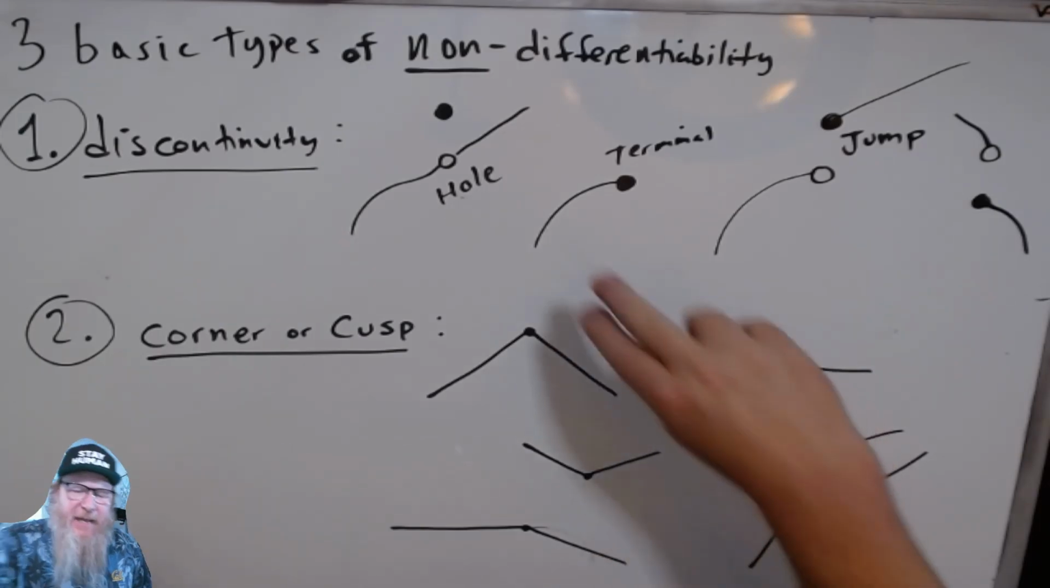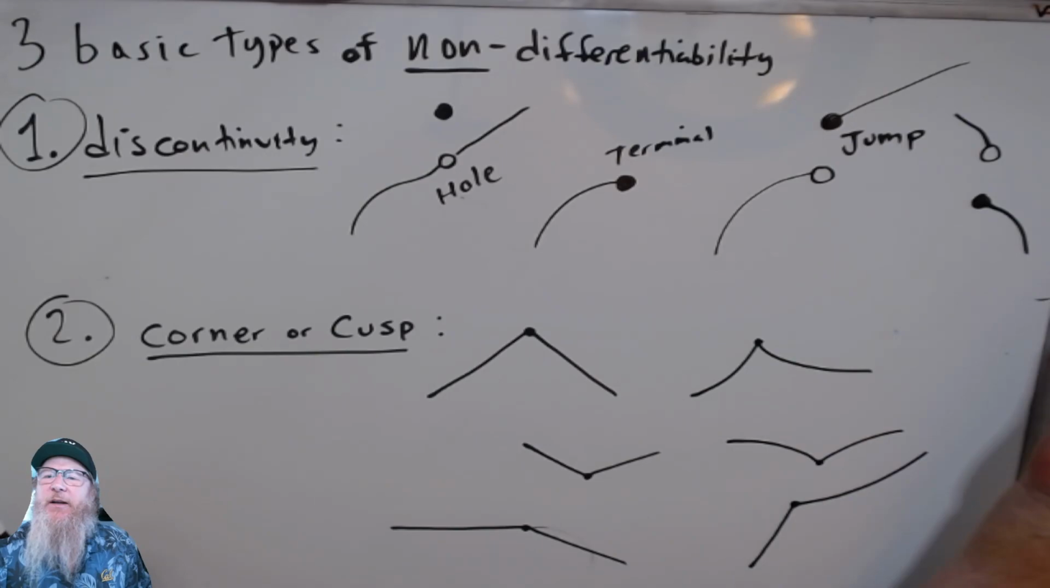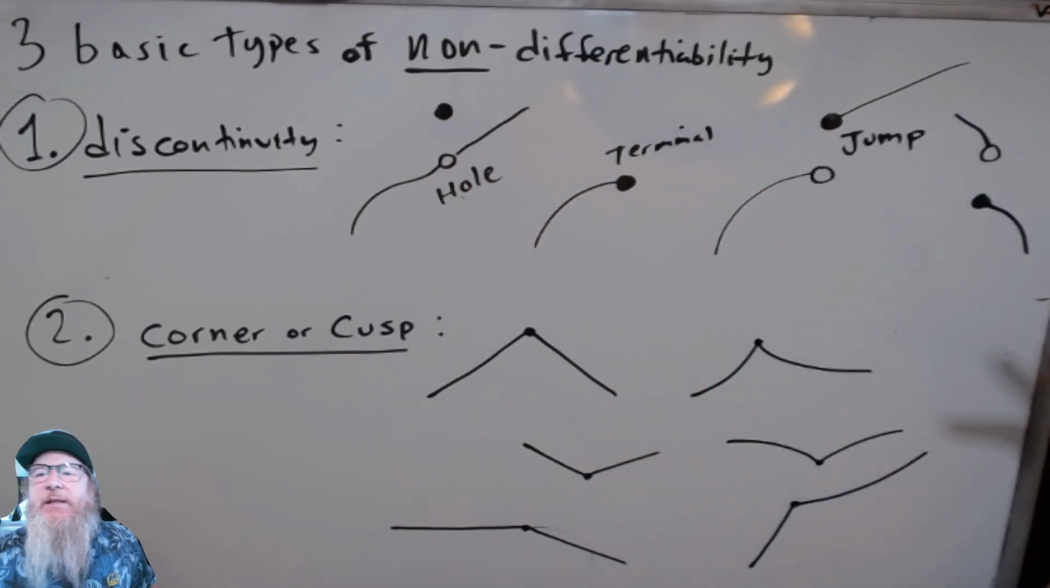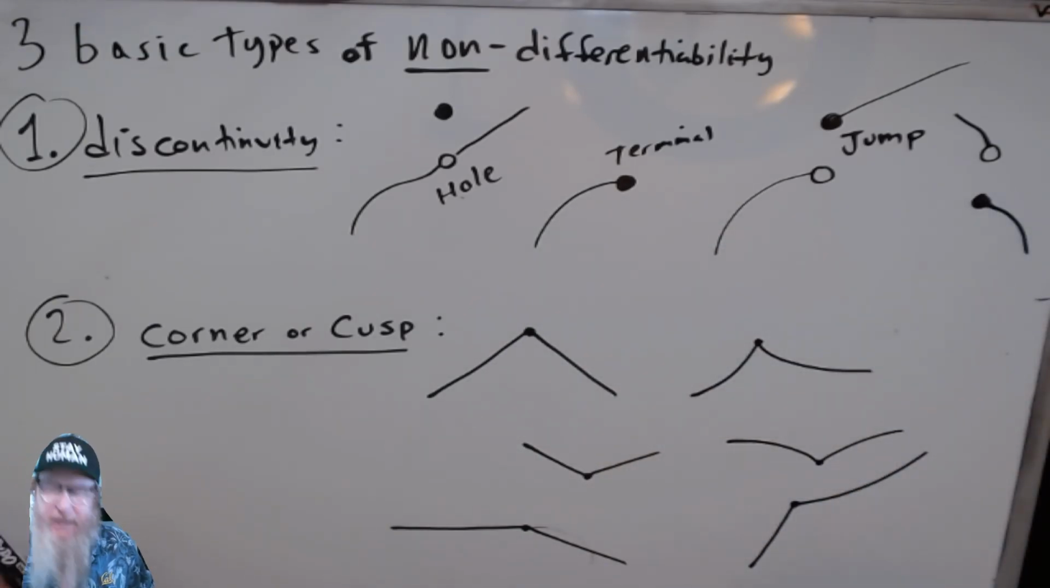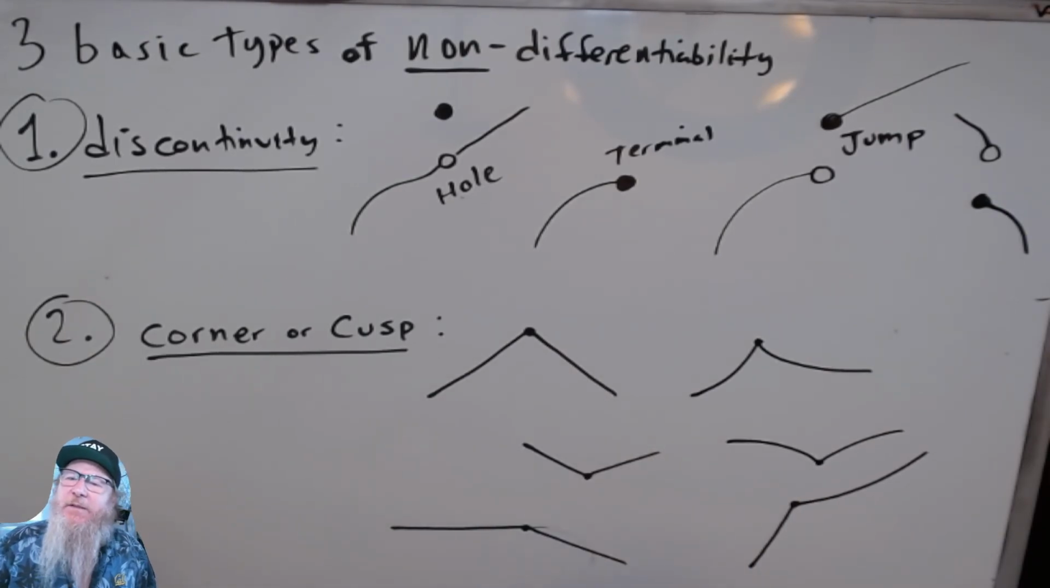Now, I think it's obvious why the discontinuities are non-differentiable, right? It's because the graph is broken, it's not continuous, and so it's not differentiable at the point of discontinuity. But it might not be obvious why the corner or the cusp is non-differentiable. So why?